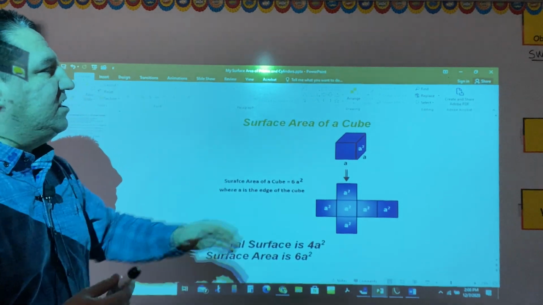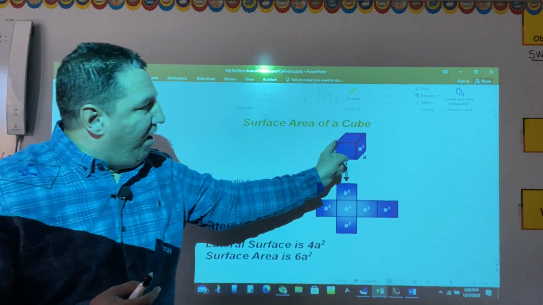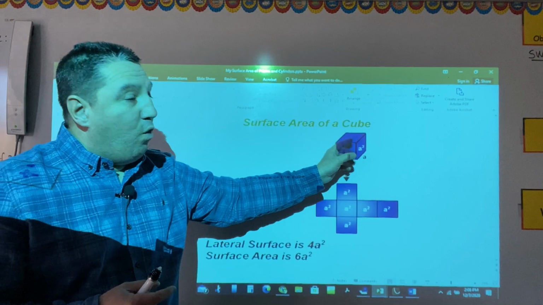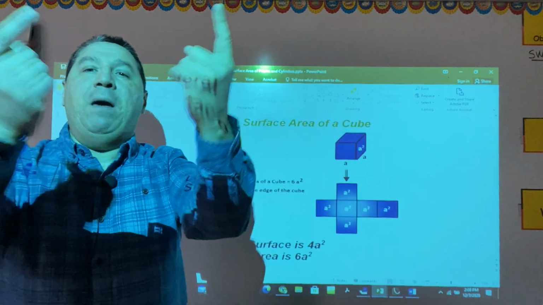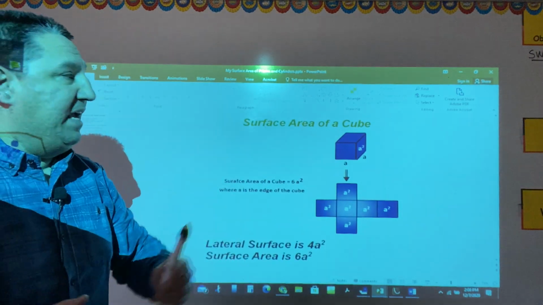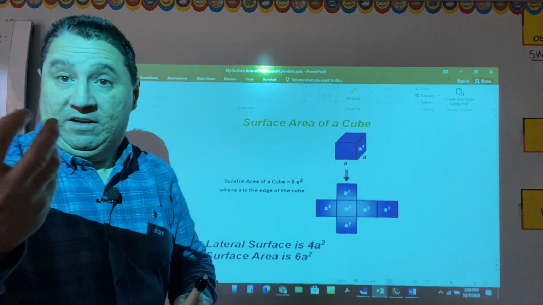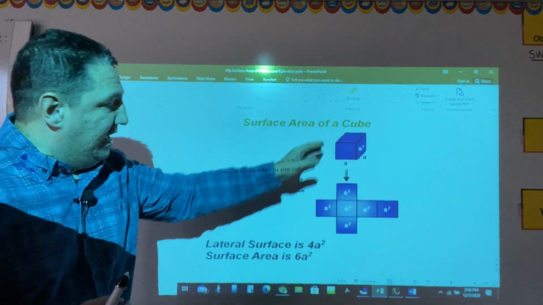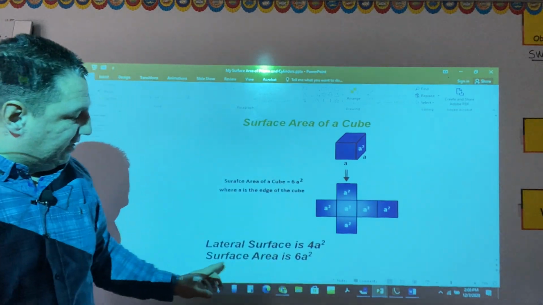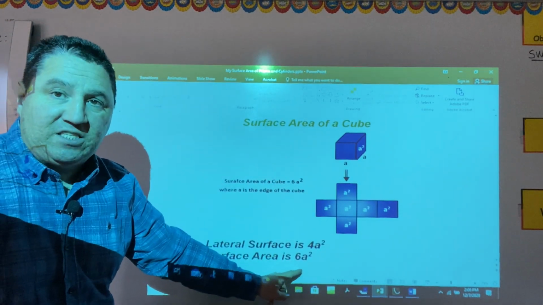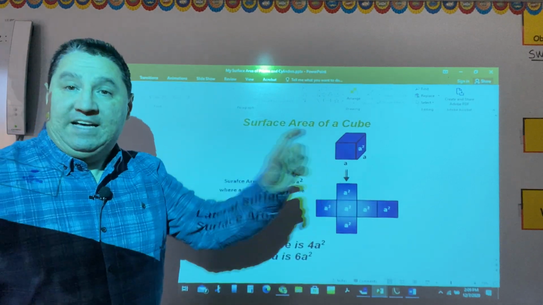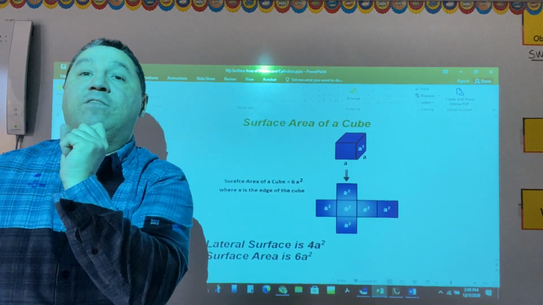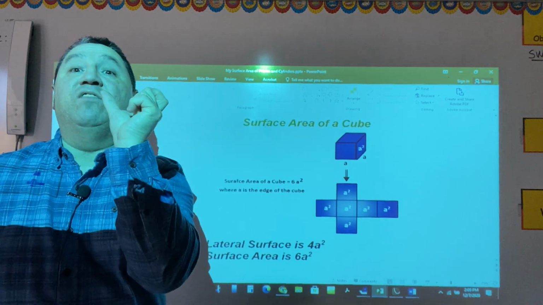To find the surface area of a cube, we find the area of one face, one surface, and we multiply by the number of faces. Because there are 6 identical faces, the surface area would be 6 times a squared, where a is the length of the side of the cube.